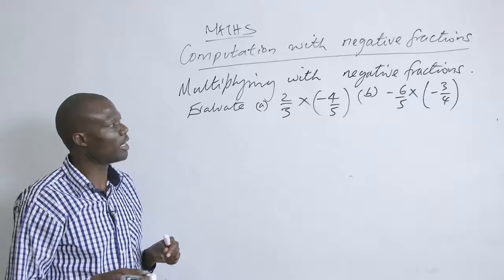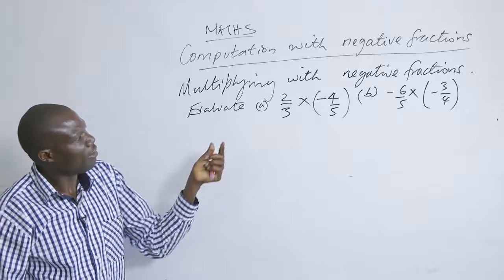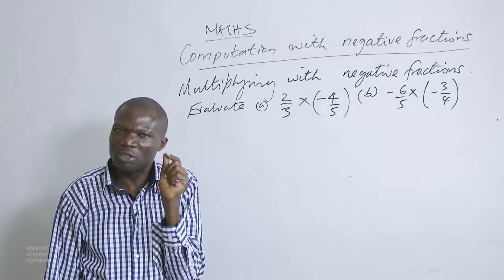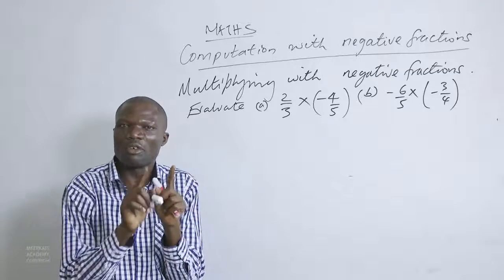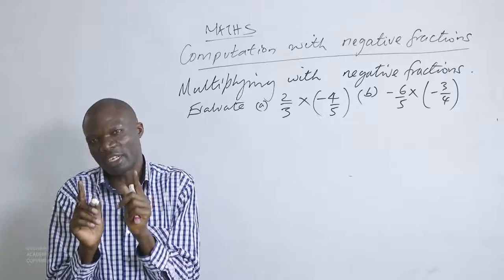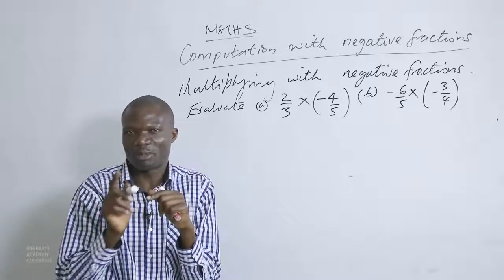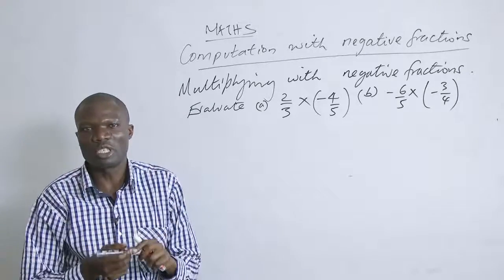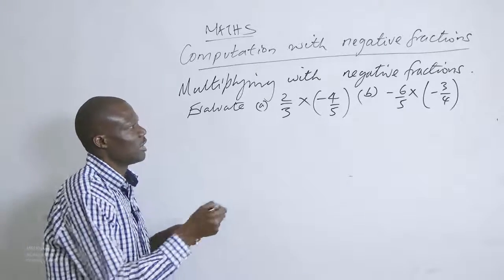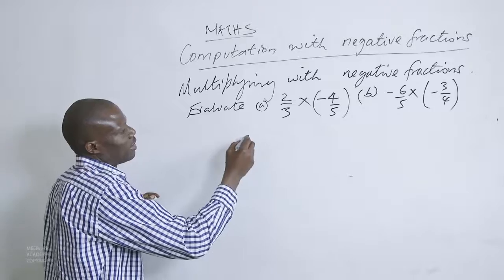So as we saw earlier on, when you are dealing with the product of two numbers or two fractions which have different signs, that is, one is positive, another one is negative, or one is negative, another one is positive, those are two opposite signs, then the result must be negative. That applies for the first case.